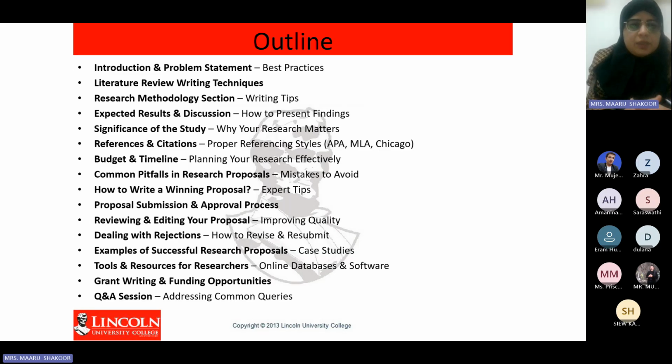Budget and timeline, common pitfalls in a research proposal. We should avoid common pitfalls. What are these, and how to avoid them? I will share it with you. How to write a winning proposal. This is very, very important. I will show even some case studies, so it will be easier for you to read and understand how it can be a winning proposal.